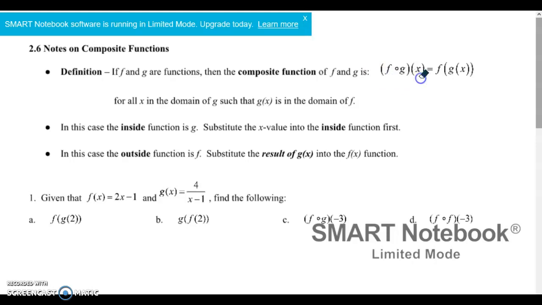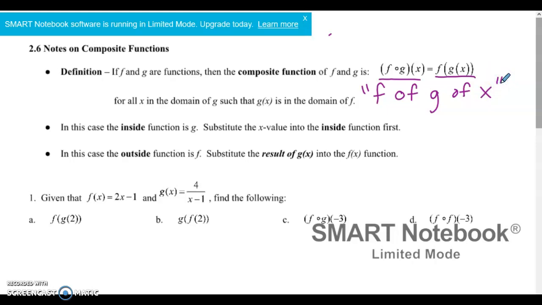The first way is this way with the little open circle, and that's f of g of x. The other way is to use two sets of parentheses. Regardless of which way you write this, it still means composition. And the way that we say it is we say f of g of x. So we are taking a function of a function.